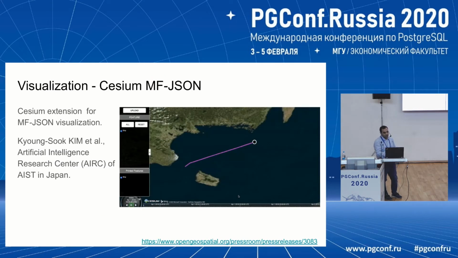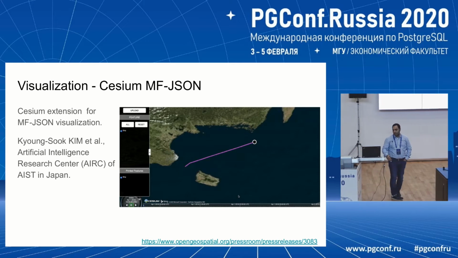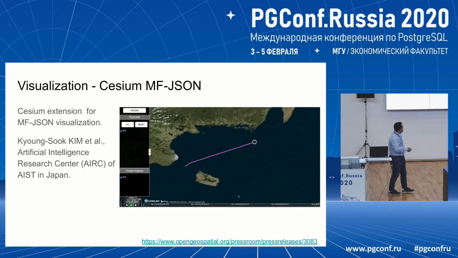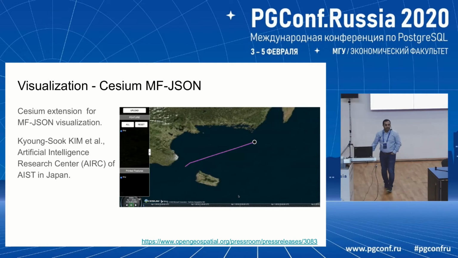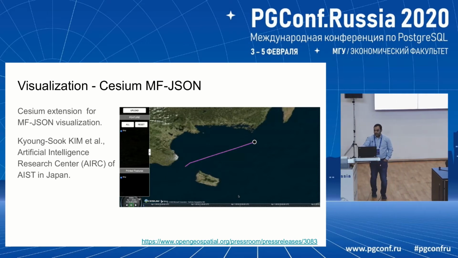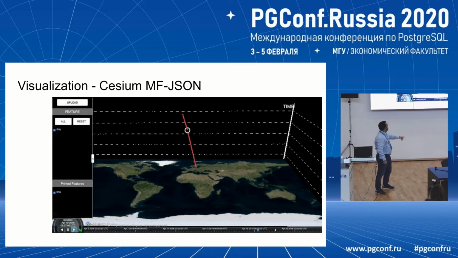Another work by colleagues from Japan, who created a visualization tool on top of Cesium to visualize moving object data. So normally this point should be moving. This is one of the ships in the previous slide. And they even do a space-time cube, so you can see also the time dimension and the point moving over this line. And this work is actually possible because of the MF-JSON standard.